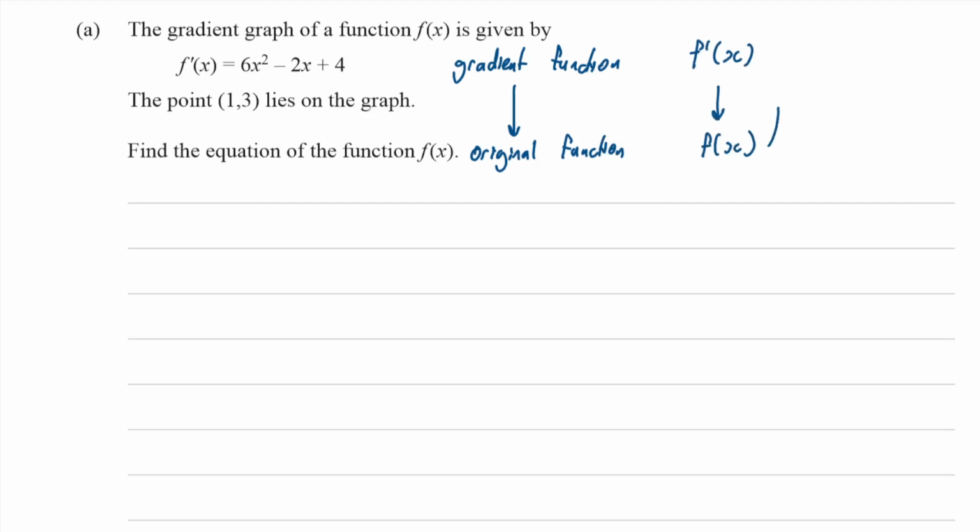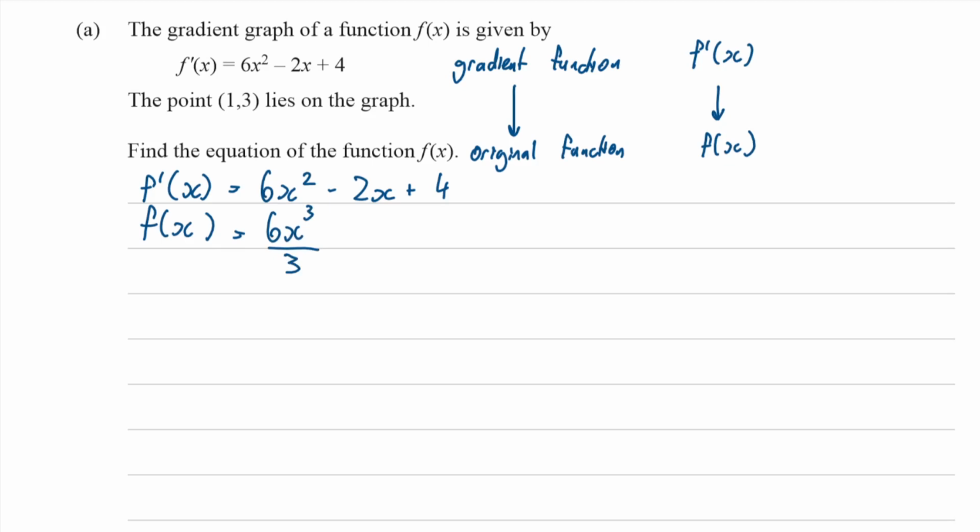So we know if we're going from f of x to f prime of x, we differentiate. But if we are going from f prime of x to f of x, we integrate, or we anti-differentiate. So let's do that. I'll just rewrite the gradient function, 6x squared minus 2x plus 4. So the antiderivative of f prime of x is, we raise the power by 1, and we divide by the new power.